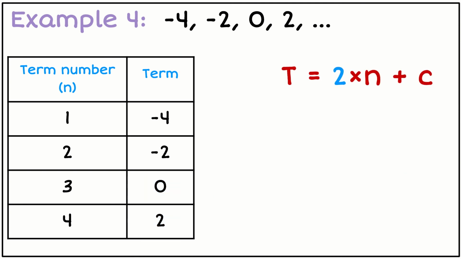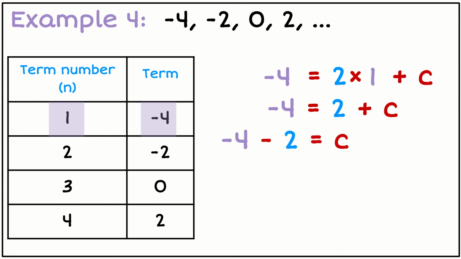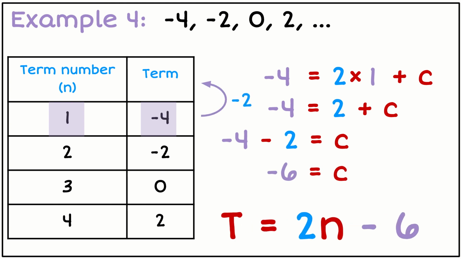Then we're going to find that constant. We're going to start with the term being negative 4, n is 1, substitute and rearrange to get c equals negative 6. So there is our final equation. T equals 2n, take away 6.